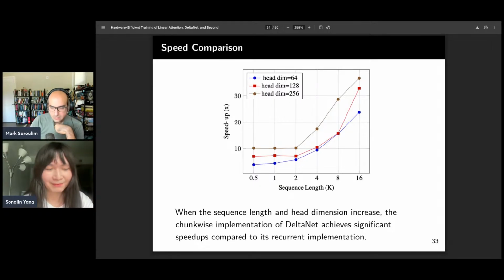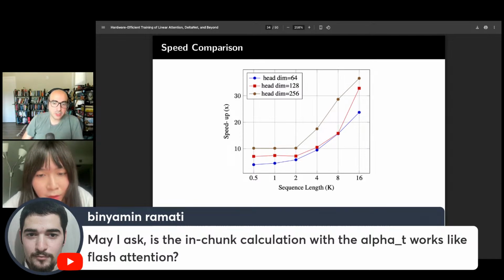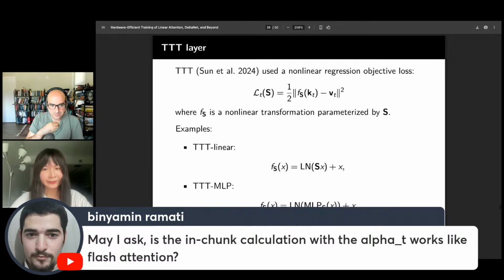Yeah. All right, and I guess the last question then is from Benjamin Ramati, which is, may I ask, in the in-chunk calculation with alpha t, does that work like in flash attention? Sorry, can you say that again? So in the in-chunk calculation with the alpha t, does that work like in flash attention? Yeah.